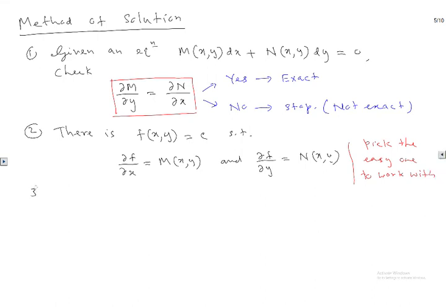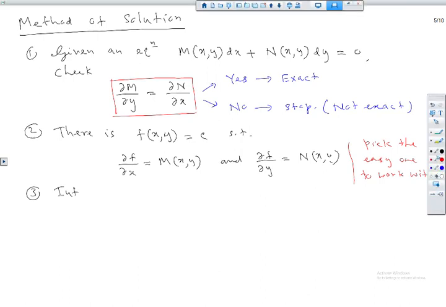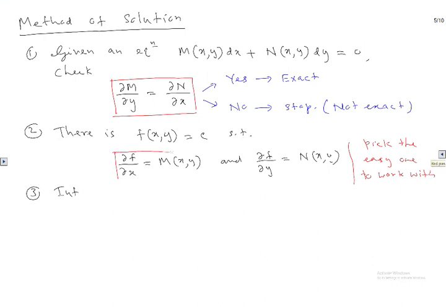So number 3, now we're going to integrate. Let's say you start with the first one. It is a partial derivative with respect to x, so to reverse the process, you integrate with respect to x. It's not a must, but let's continue the process with this. But if you pick the other one, you have to integrate with respect to y.